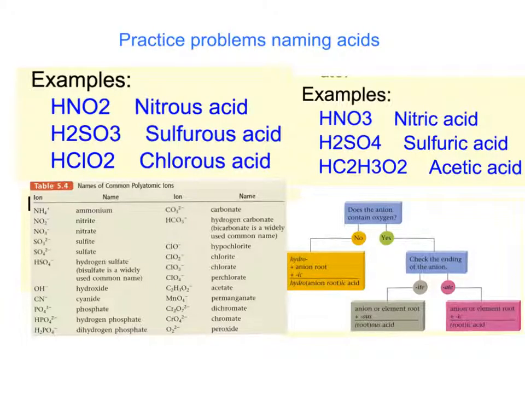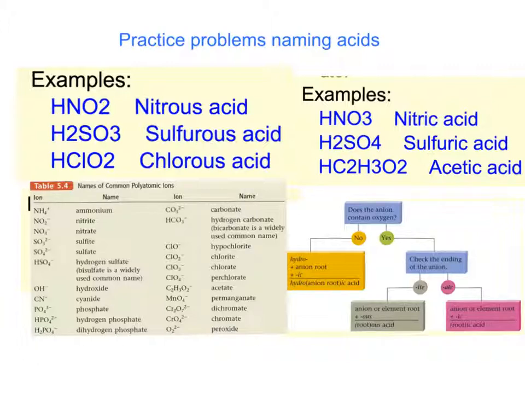So let's look over how we would name these various acids. Now, the first thing that we'll notice is that each one of these chemicals that we're looking at begins with H, so they are an acid. Now to name those, we're going to be using our polyatomic chart, and we're going to be using that flow chart. Now it begins with H, so we know that we have acid. We're going to be looking at this NO2 portion. Now when we look up the NO2, we will see that that's nitrite.